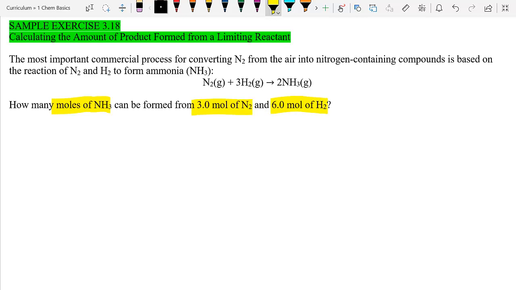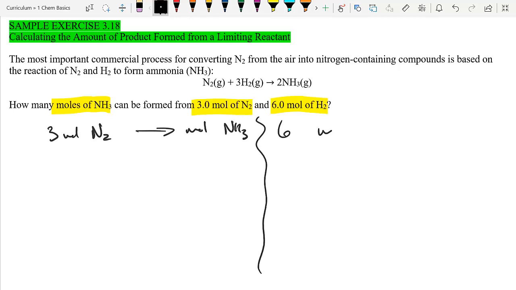You've got to think about it from 2 perspectives. You've got 3 moles of nitrogen. How much ammonia could that make? 6 moles of hydrogen. How much ammonia could that make? So I'm going to set this up basically as 2 problems to compare to each other. We've got the 3 moles of nitrogen that has to be converted into ammonia. And then we also have our 6 moles of hydrogen that have to be converted into moles of ammonia. So then I'll have moles and moles. I'll be able to compare how much ammonia is formed.